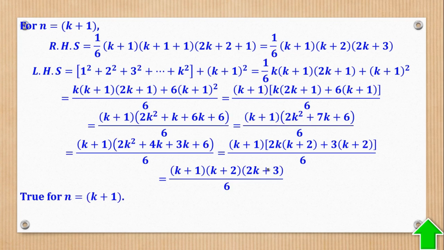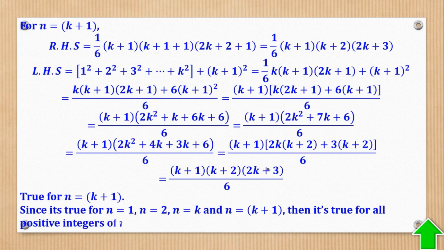And therefore we can now make our conclusion that since it is true for n equal to 1, n equal to 2, n equal to k, and n equal to k plus 1, then it is true for all positive integers of n. And that's what they wanted.